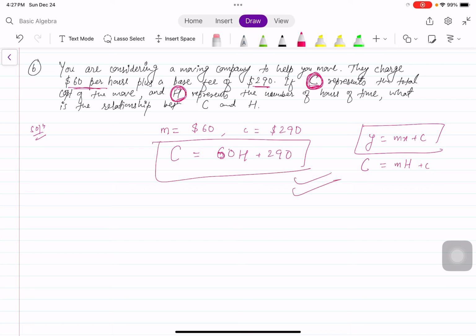So these were a few application problems. We are done with section 2.1 here. Next time we will go through section 2.2, and section 2.2 is linear expressions.